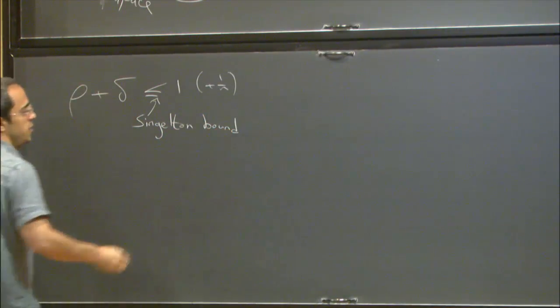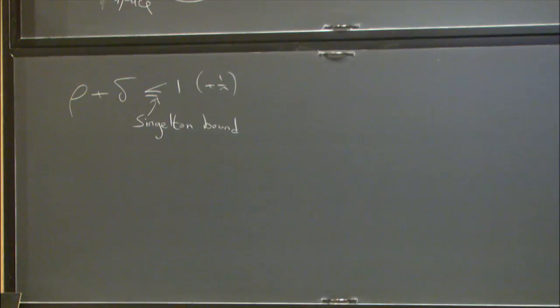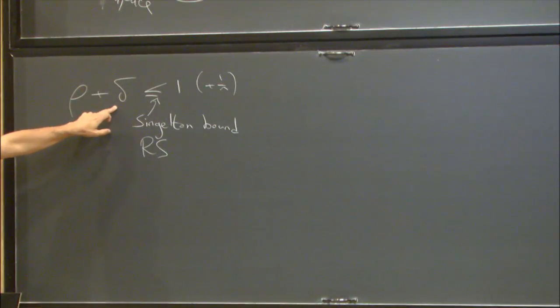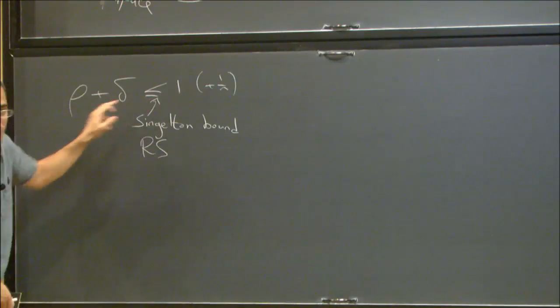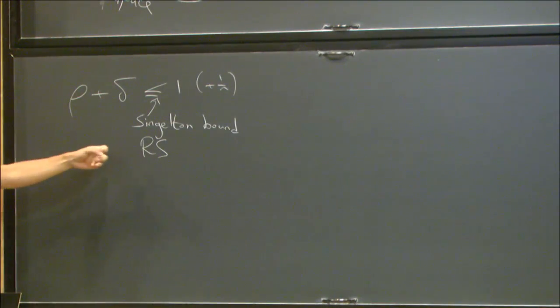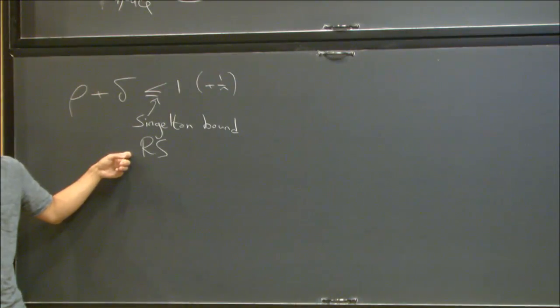And it's also achievable by Reed Solomon codes. In general, MDS codes are the ones that achieve that. So Reed Solomon achieved that. For any rate rho that you want, you can find a code with relative distance one minus that rate. Unfortunately, the alphabet size will be large.